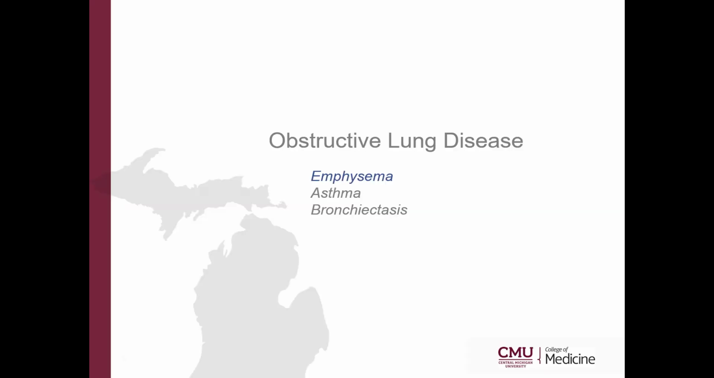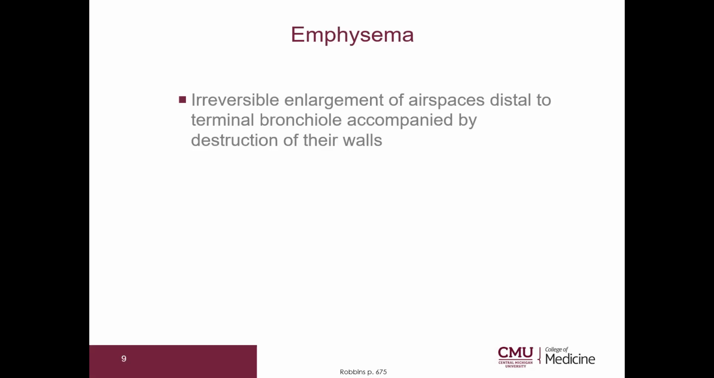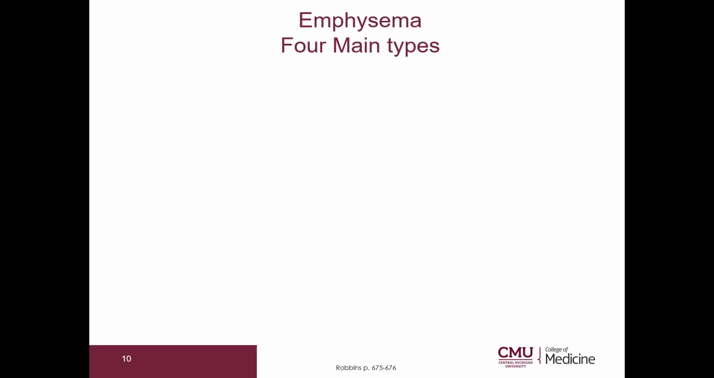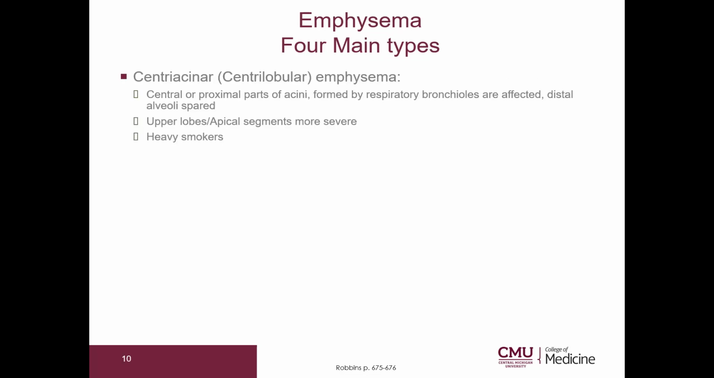Let's go on to obstructive lung disease. Emphysema is irreversible enlargement of the air spaces distal to the terminal bronchiole, accompanied by destruction of their walls. The clinical presentation includes dyspnea, weight loss, and impaired expiratory airflow on spirometry. The prognosis is variable. There are four main types of emphysema.